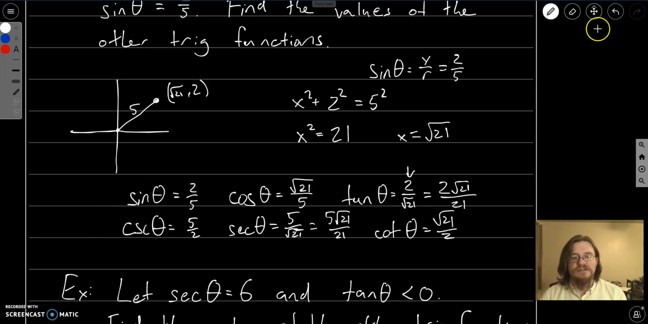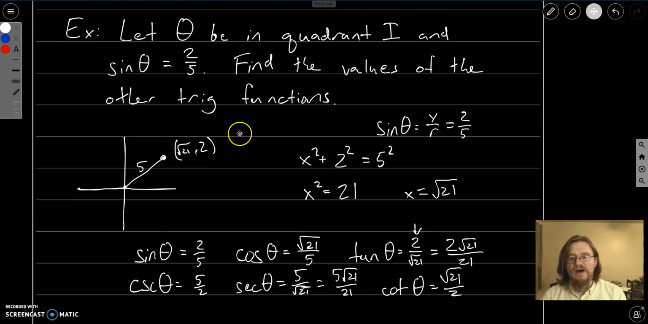All 6 trig functions we found by using this. And I will talk a little bit more about this exact problem in the next video, why I could use 2 for y and 5 for r.